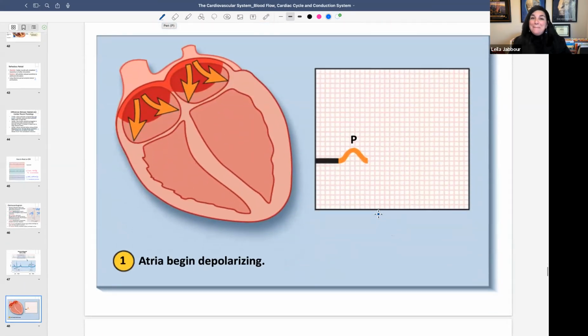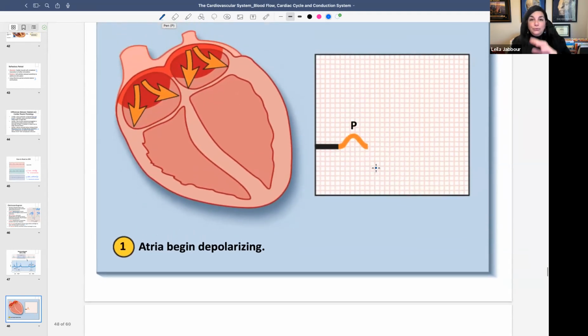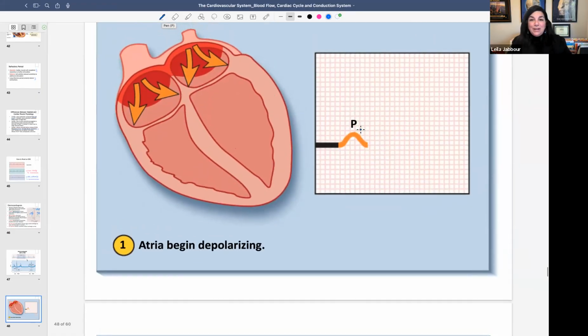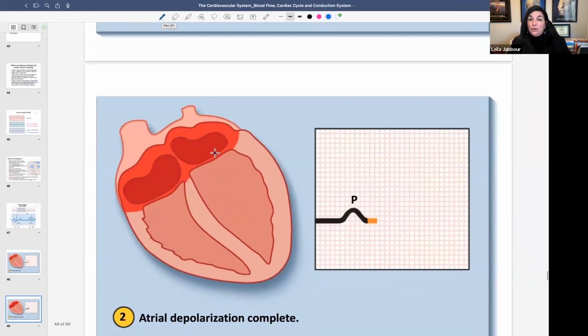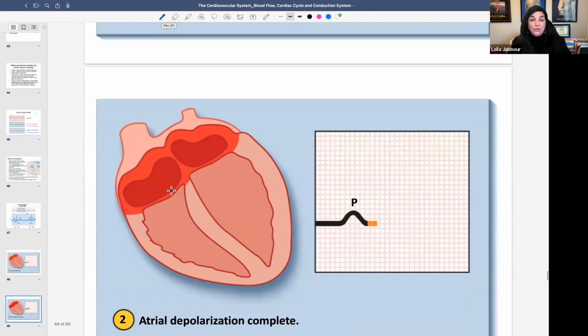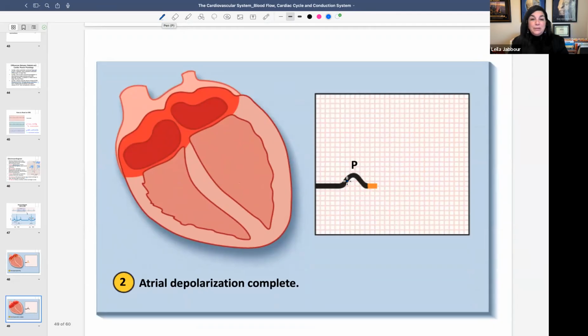So if you look at it step by step, and I included all these slides in case you're very visual and you want to see what's happening at every phase of the ECG. And if it's just too simplified for you, and you're really good with this, you can skip all these slides. So atria begin depolarizing in the P wave. Now they're depolarized, they're all contracted. The depolarization is complete, the P wave is complete.